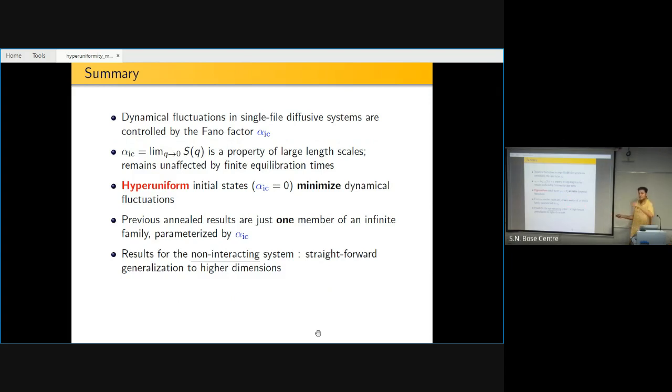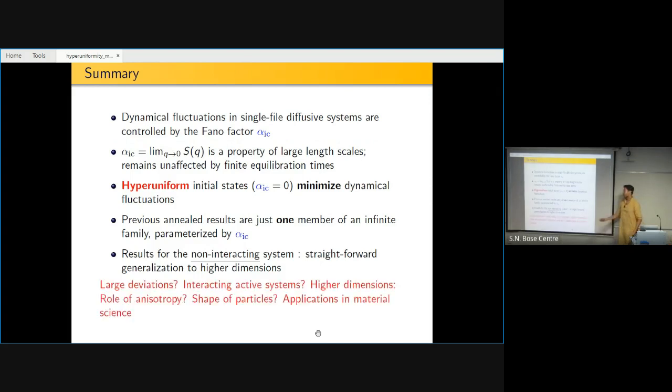Why? Because the previous annealed results are just the value of alpha IC that the system takes in its own stationary equilibrium state. If it's a system of point Brownian particles, then alpha IC is just 1 in the equilibrium state, and that is the previous annealed result. But we have a full spectrum that incorporates both the annealed and the quenched results. And of course, for the non-interacting system and the current, you can generalize these results to higher dimensions. They will always hold, even if you just define a surface or a line and look at the flux to the surface or the line. So that's the summary, and this is the main point, the first line.